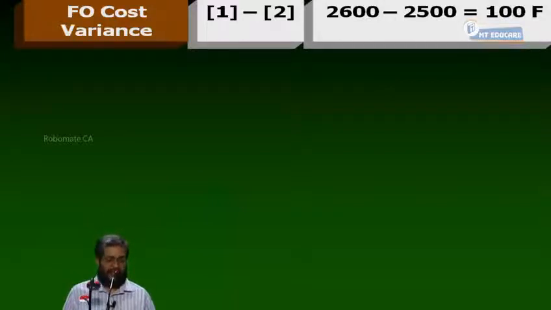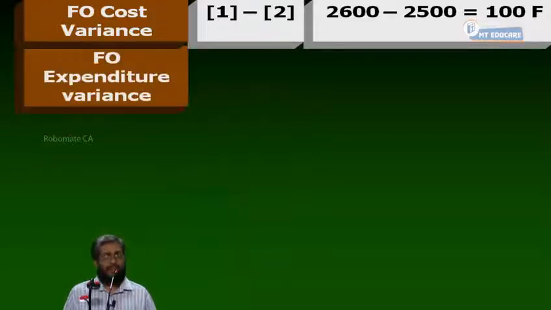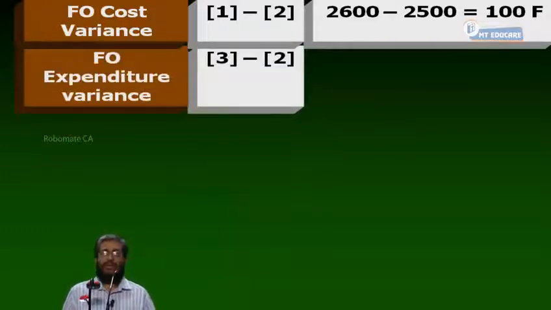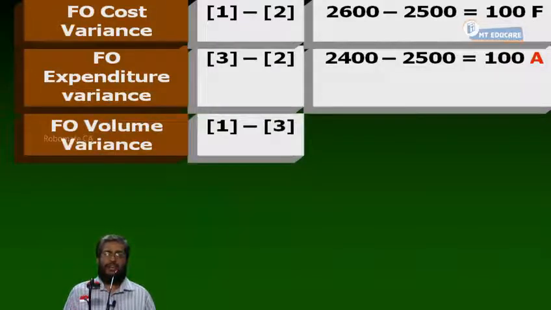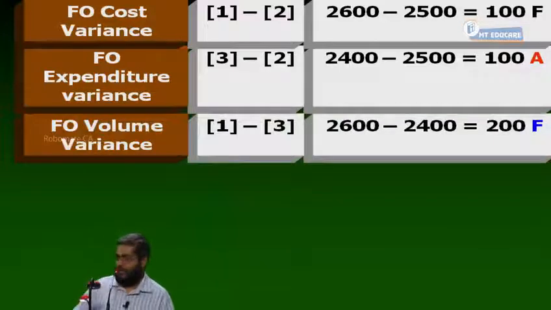FO expenditure variance and FO volume variance. Expenditure variance is 3 minus 2. Tell me what is 3 minus 2 number? 100 adverse. Volume is 1 minus 3. What is 1 minus 3? 200 favorable.